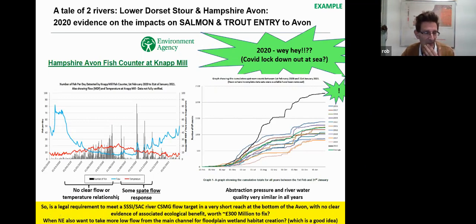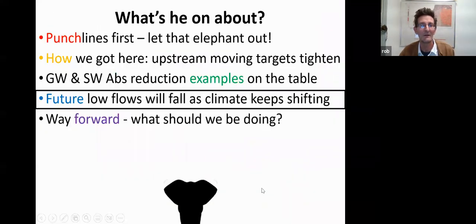It's also worth bearing in mind that Natural England at the same time, and I think quite reasonably, want to take more water out of the same channel that supports the surface water abstraction and spread it across the floodplain for more effective wetland habitat creation. So there's a bit of mixed thinking there, I think.